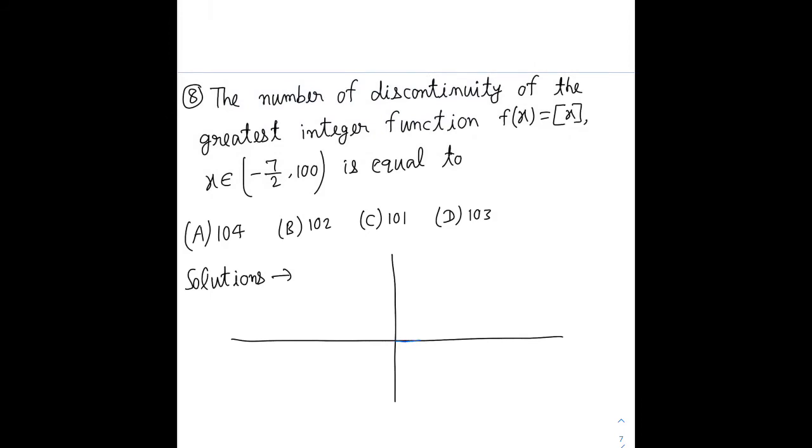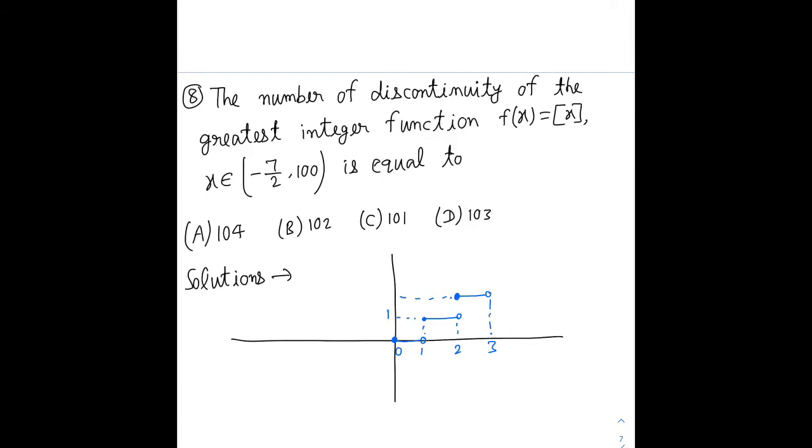First from 0 to 1 it will go like this, then there will be a gap, again from 1 to 2 it will be like this, then from 2 to 3 you will have it like this. So everywhere, as you can observe, first there is a gap at x equal to 1, then there is another gap at x equal to 2, then another gap at x equal to 3. So whenever x is an integer, there is a gap or discontinuity. So we have to count all such points.